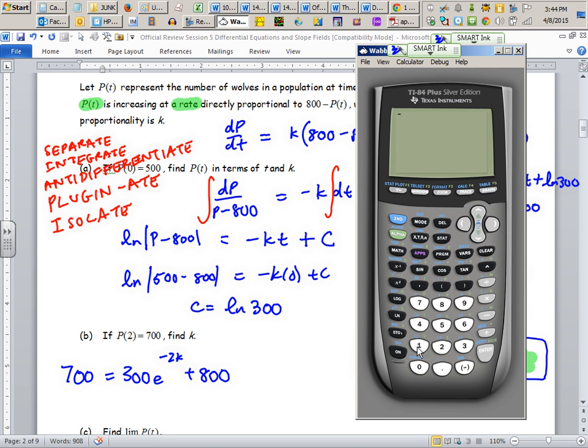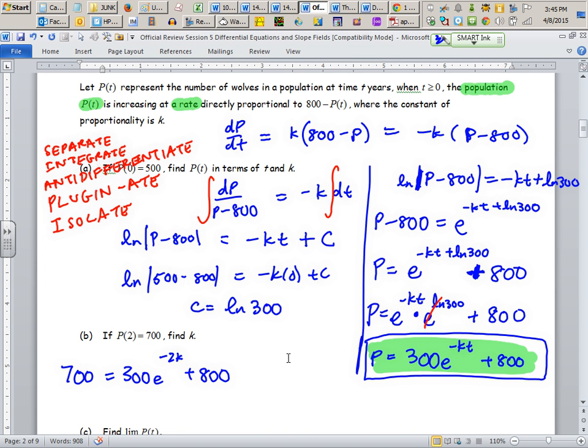Okay, so subtracting that 800, you have negative 100. You're going to divide by the 300. You're then going to ln the answer. And I messed that up somehow. Yeah, something's fishy here. Did I forget an absolute value somewhere?